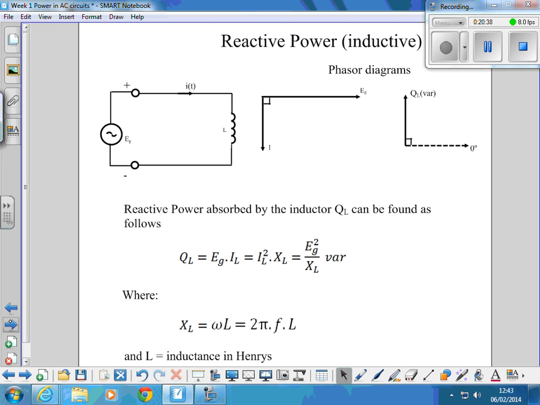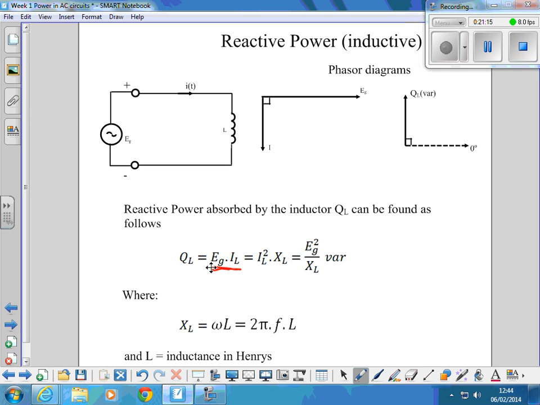So, hang on. A couple more bits to talk about that situation. There are a number of ways that you could find out the reactive power absorbed by the inductor, QL.